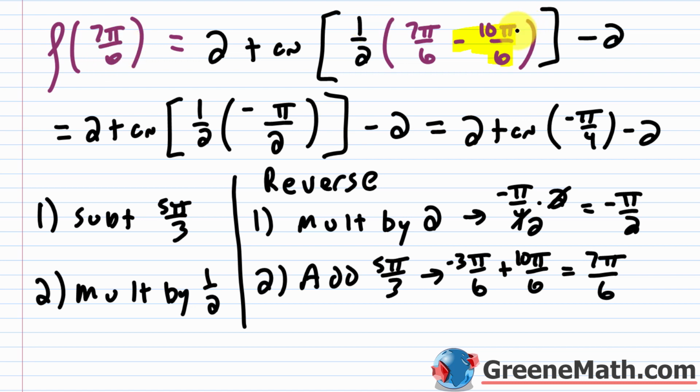Plug it in and go through each step, and then just say, well, how would I reverse that? In each case, you're going to come up with, okay, we need to multiply by 2 first, and then add 5 pi over 3. So the idea is I can start with negative pi over 4, something that I know, so something that would be right there, and I can undo all the steps, and then I would get back to 7 pi over 6, and that would be my x-coordinate for what I'm working with.